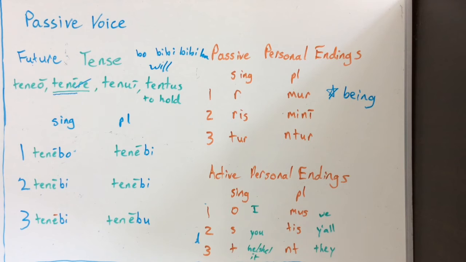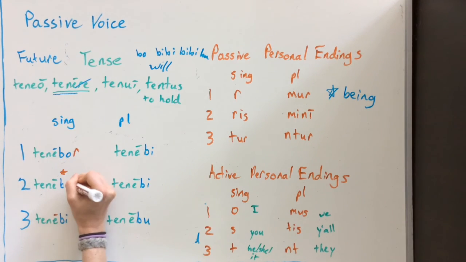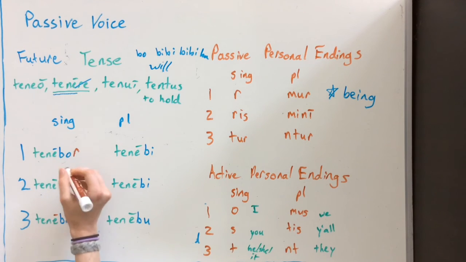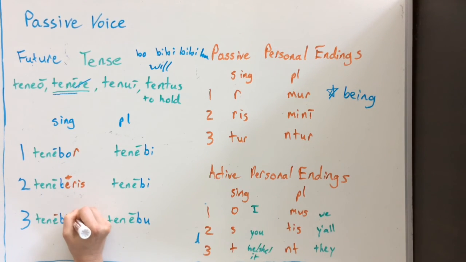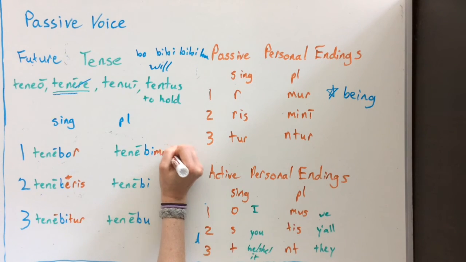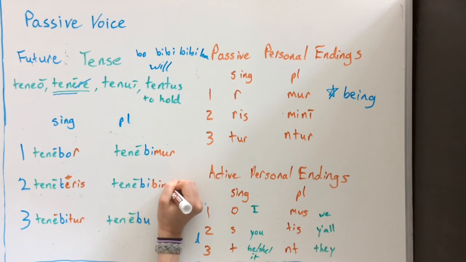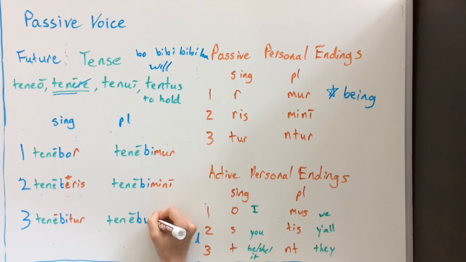So if this was active, we would have bo, bis, bit, bimus, bitis, bunt, using those active endings, but instead we're using the passive personal endings, which gets us bor, and then a quick exception, bi is going to change to an e, beris, bitur, bimur, bimini, oh no, and buntur.